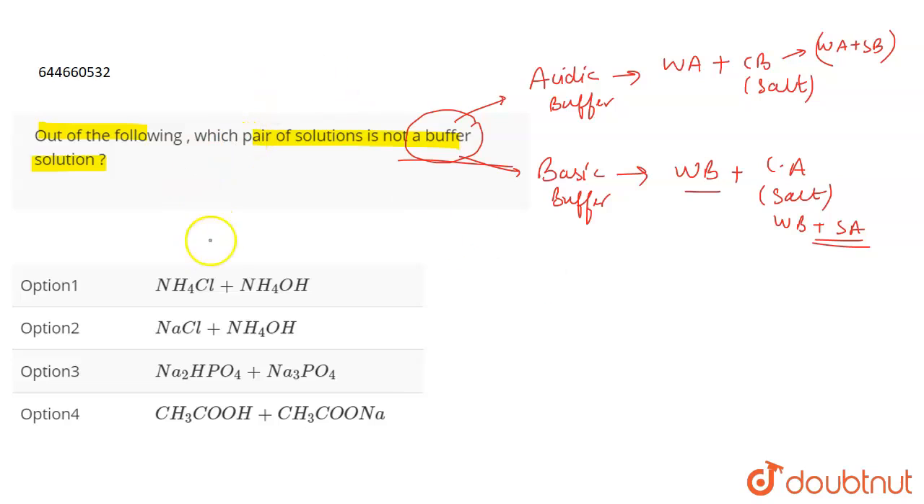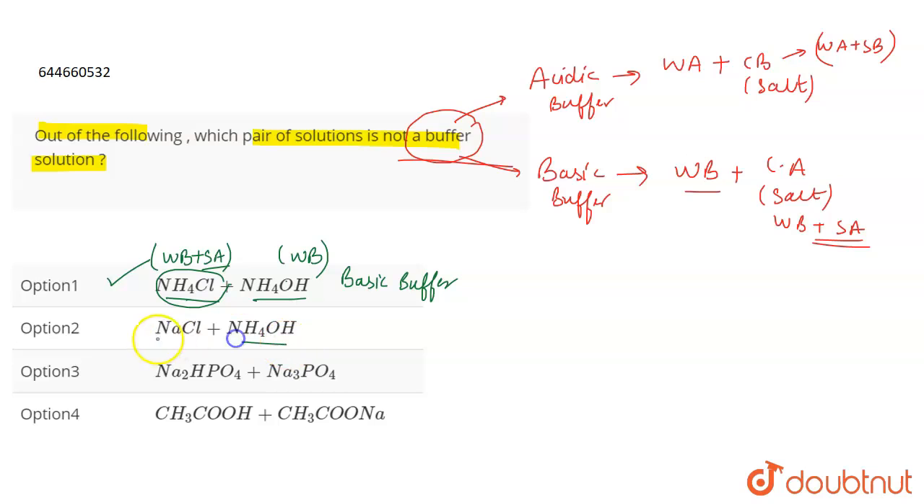So if we talk about the first one, this is NH4Cl and NH4OH. Now NH4OH is a weak base, whereas NH4Cl is a combination of a weak base and a strong acid, right? It is formed by a weak base, which is ammonium hydroxide, and a strong acid, which is HCl. So this is the conjugate acid of this weak base. It means that this forms a basic buffer. So therefore, this is a buffer solution.